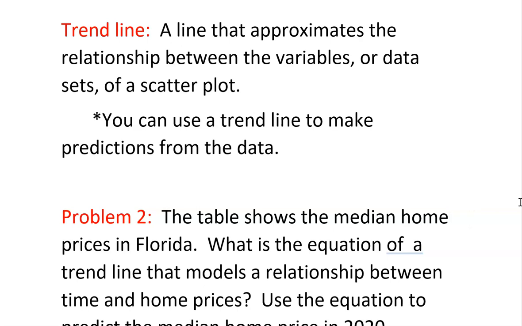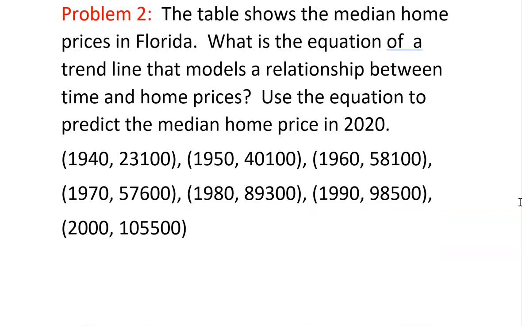A trend line is a line that approximates the relationship between the variables or data sets of a scatter plot. You can use a trend line to make predictions from the data. Problem number 2, the table shows the median home prices in Florida. What's the equation of a trend line that models a relationship between the time and home prices? Use the equation to predict the median home price in 2020. So when you look at this data, you are looking at page 94.